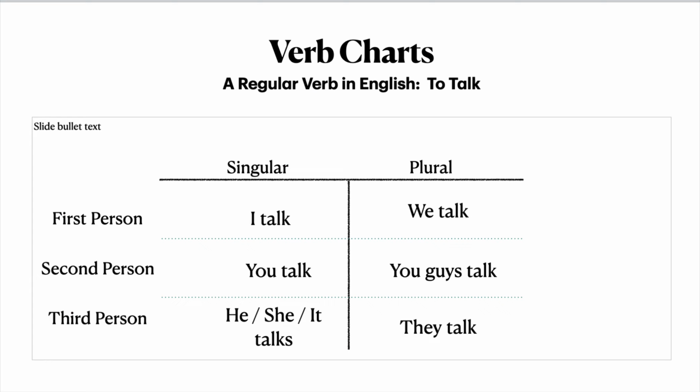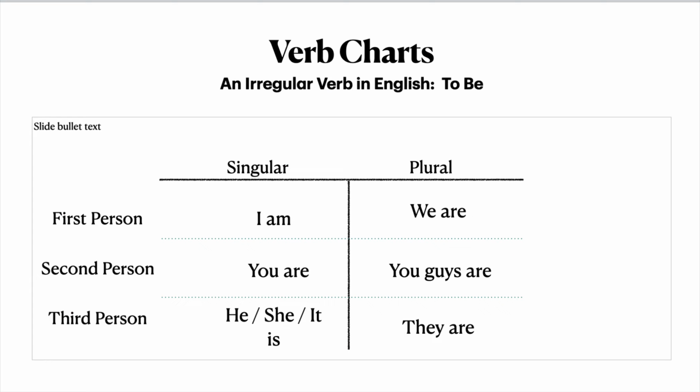There aren't really verb endings. You take off the word to, and then you add your subject, and then all except for third person singular, they don't really change. I talk, you talk, we talk. Take good notes on that.